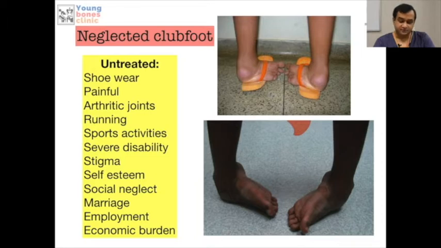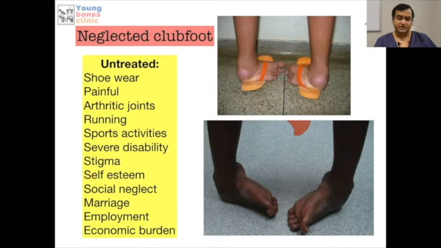adult age. As you can see, the deformity worsens over a period of time. The contracture further worsens, there are associated bone anomalies, the bone deformity further increases, the soft tissue contracture further increases, and the deformity even worsens over time. Ultimately the foot joints become arthritic, and they may become non-compliant for shoe wear, and they also become painful.